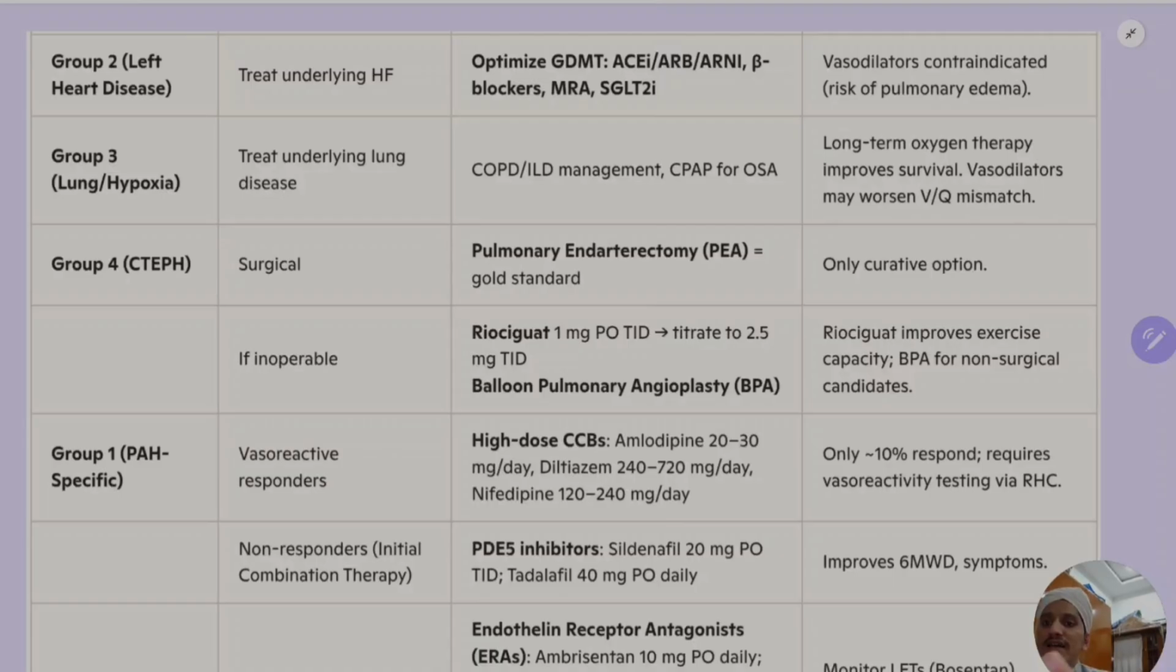If the patient belongs to group 2, meaning left heart disease, the goal should be to treat the underlying heart failure. How will you treat? You optimize the guideline-directed medical therapy, nothing but 4 drugs: either an ACE inhibitor, ARB, or ARNI, or beta blockers, or mineralocorticoid receptor antagonist, or SGLT2 inhibitors. You should optimize this therapy according to the patient's symptoms and signs.